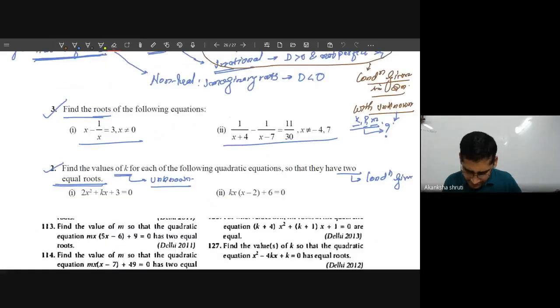Student, this question, say question number 2. I am going to solve question number 2. You people will solve question number 3, part 2. I am going to solve this question number 2. It means you have to calculate the unknown k for which this 2x square plus kx plus 3 has equal roots, or kx(x minus 2) plus 6 has equal roots.